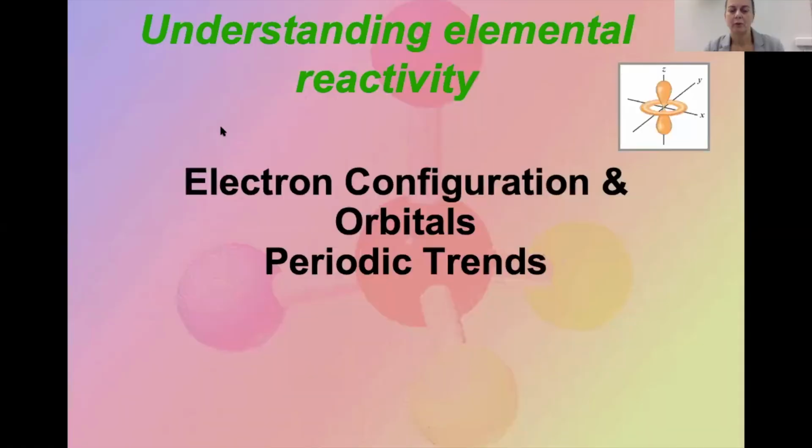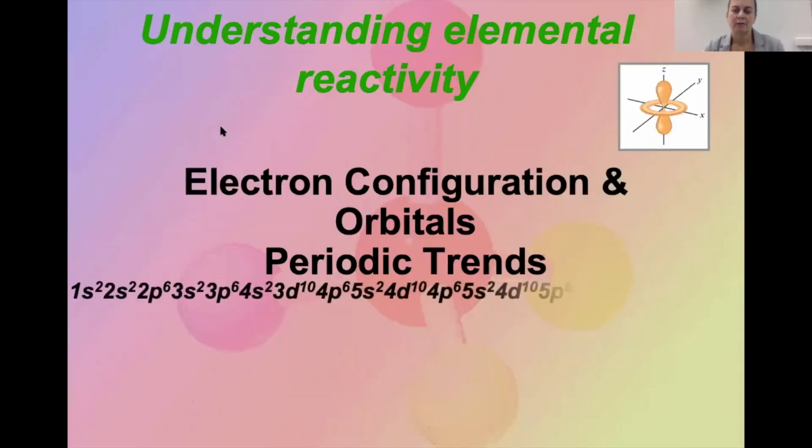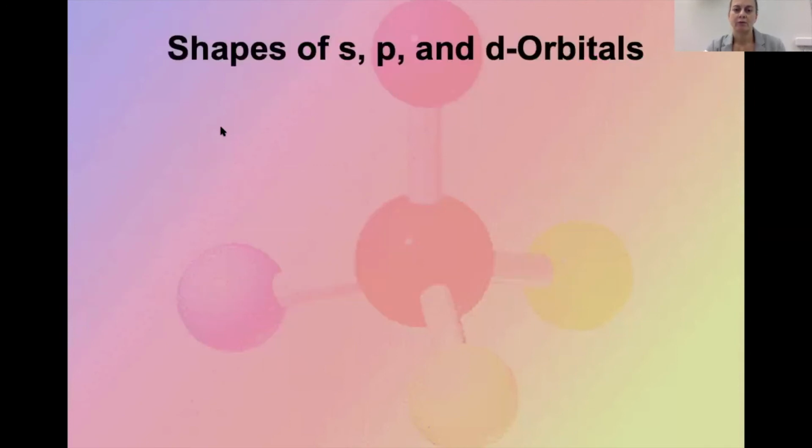Okay, so why do we talk about electron configuration and orbitals? We talk about them because they help us to understand the reactivity of the various elements. So first, let's just do a quick review of what the orbitals are. We remember that they're s, p, d, and f orbitals. The orbital describes that three-dimensional shape in space where the electron has a 96% probability of being found.